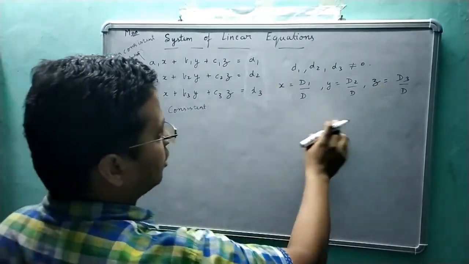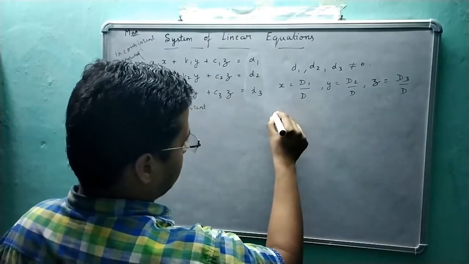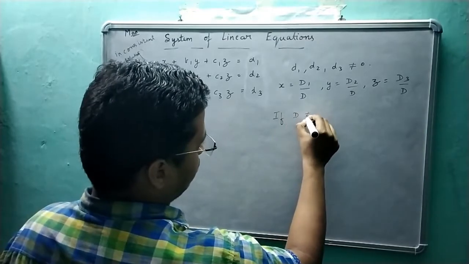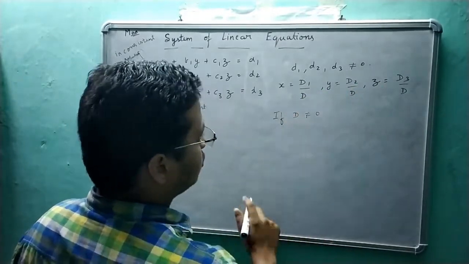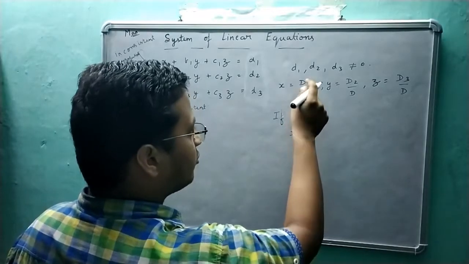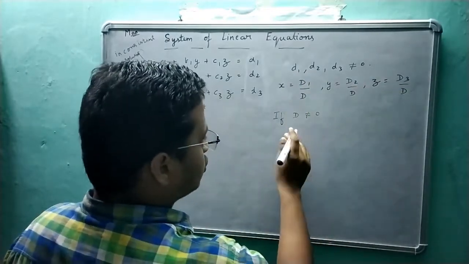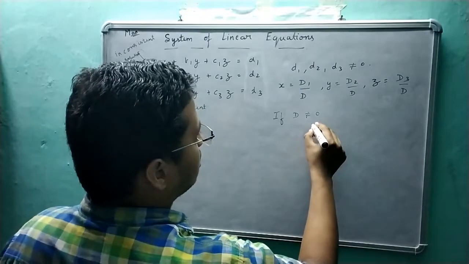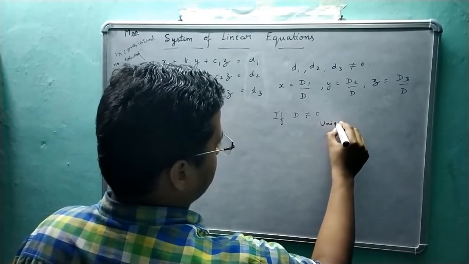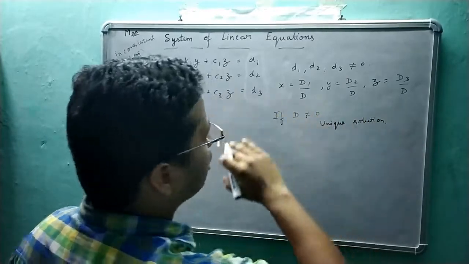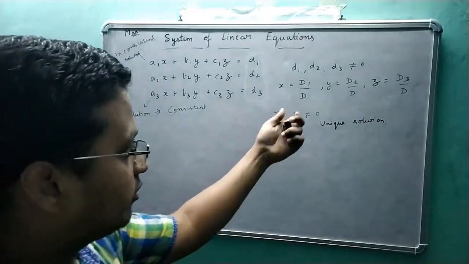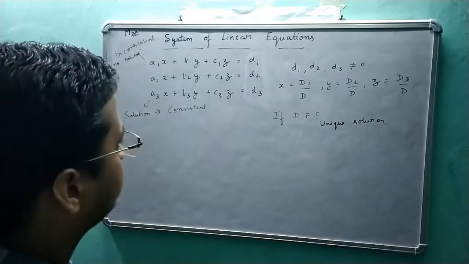Now from this formula, if D is not equal to 0, if the denominator of all these fractions is not equal to 0, then you will get some value of X, Y and Z. So you will get some solution, and that will be a unique solution. And the system will be consistent if D is not equal to 0.